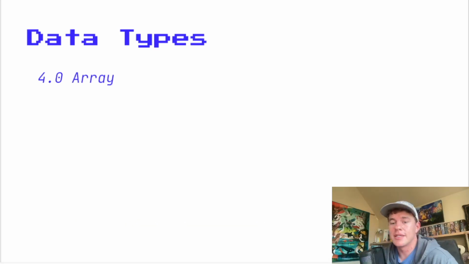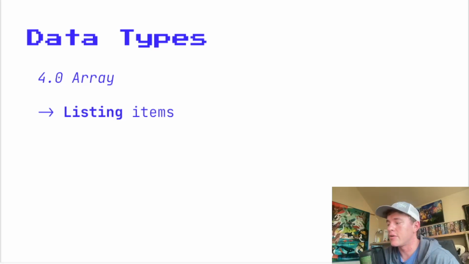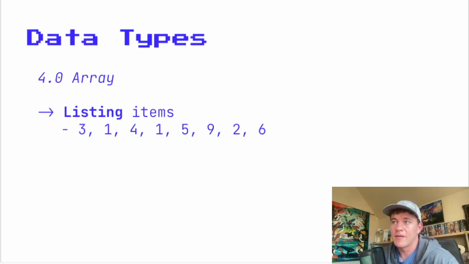Now, up next on the list is the array. Absolutely brilliant data type, and it is used for listing out items. For example, here I have the numbers 31415926. Can anyone guess what number sequence that comes from? Let me know in the comments down below if that looks familiar to you.